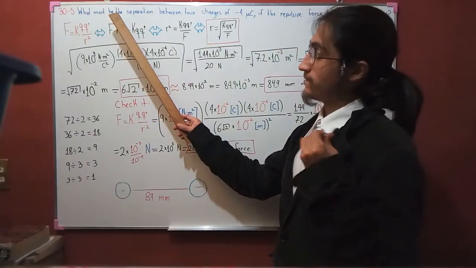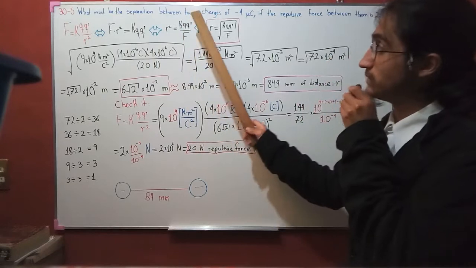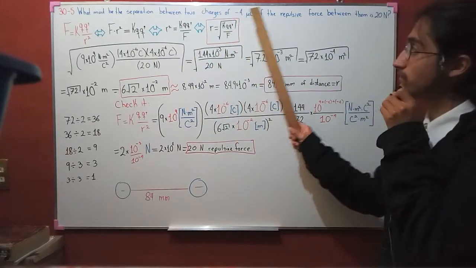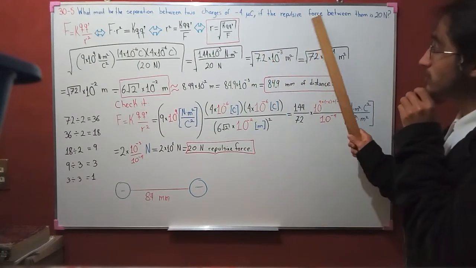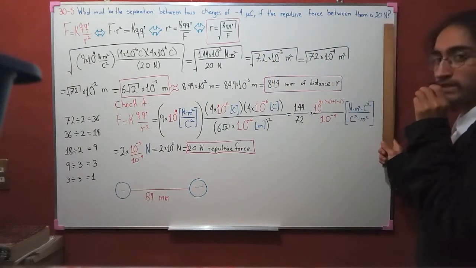What must be the separation between two charges of negative 4 microcoulomb if the repulsive force between them is 20 newtons?